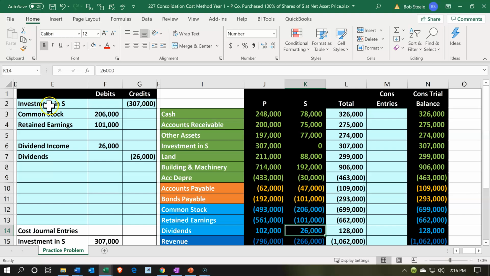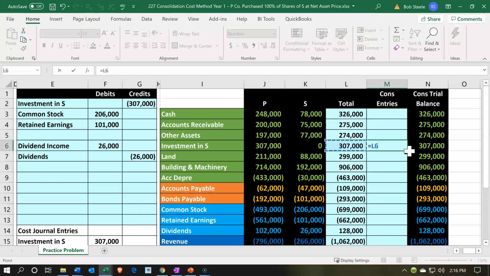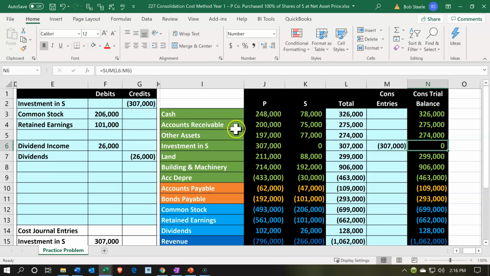So we're going to say then, if we post this, we're going to post the investment in S. So here's the investment in S. We're going to be posting this to our consolidation entries or eliminating entries. I'm in cell M6. I'm going to say equals, scroll on over to that 307, enter. That brings it down to 0. So that's good. That's what we want.